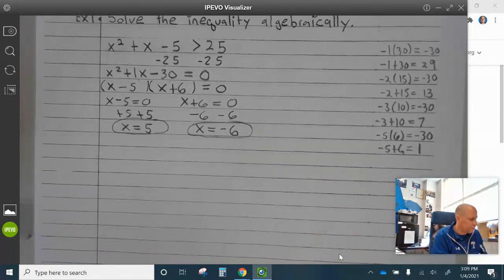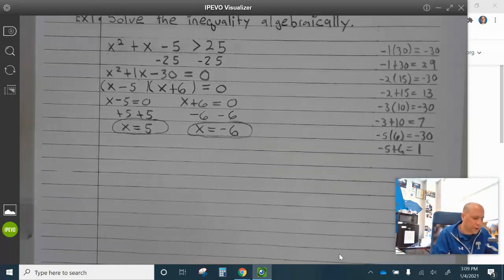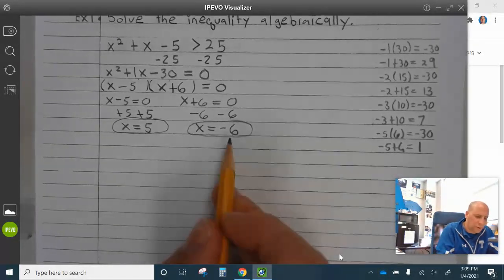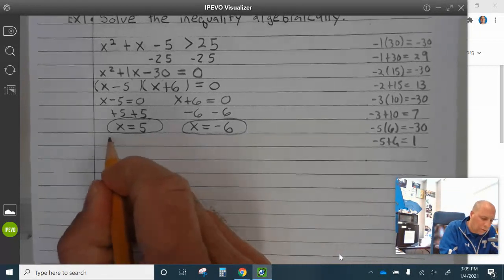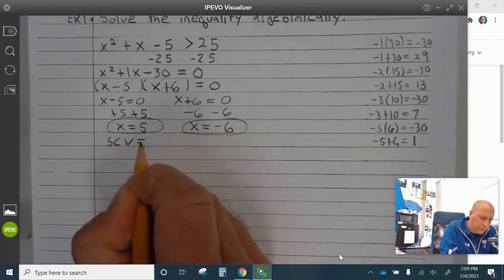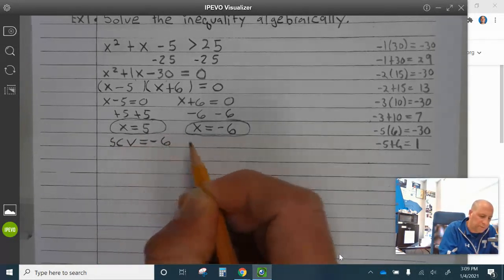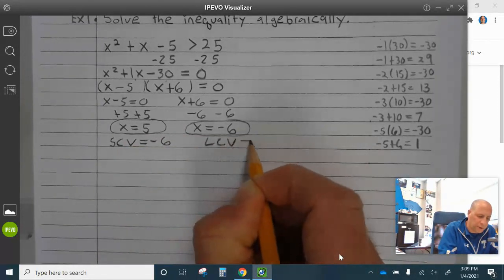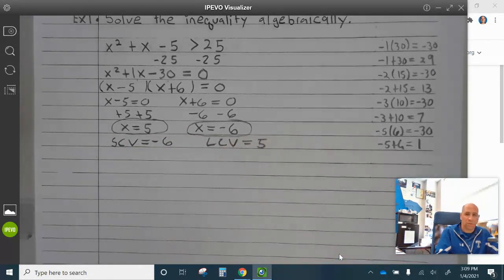All right, so let me get my steps out here and read those. So we did step 1. We wrote the inequality with 0 on the right side. We solved for the related quadratic on the critical values. Now we need to figure out which one's the small critical value and which one's the large critical value. Well, -6 is smaller than 5, so the small critical value equals -6, and the large critical value equals 5. Okay, so now step 4 says substitute. Oh, I'm sorry. Step 3 says substitute the small critical value found in step 2 in the quadratic inequality.